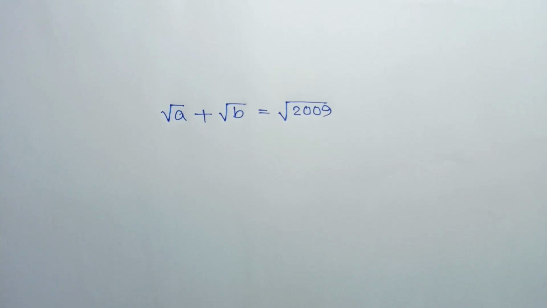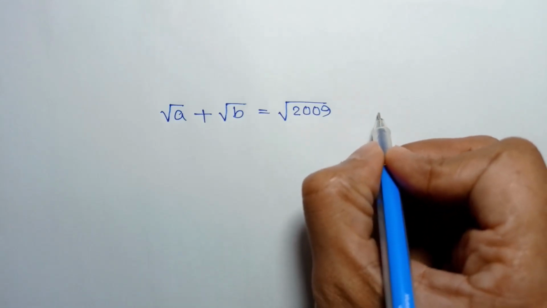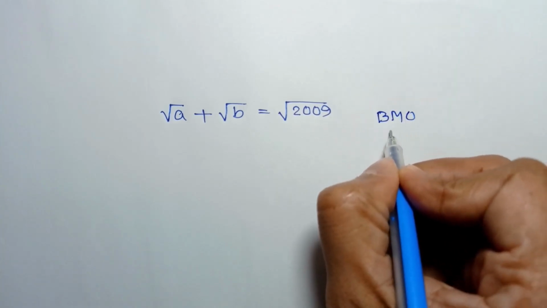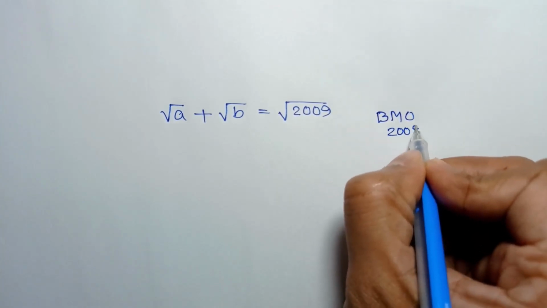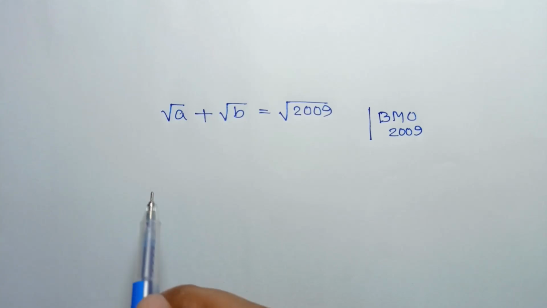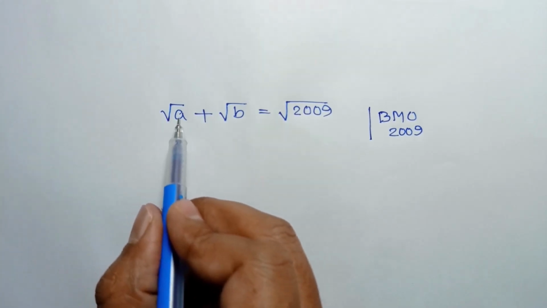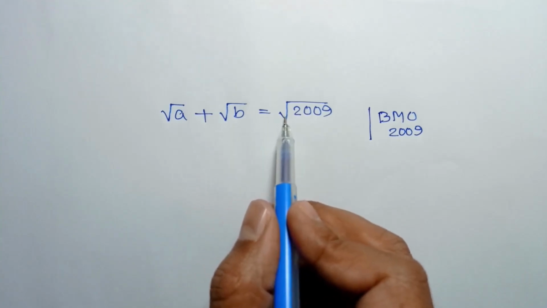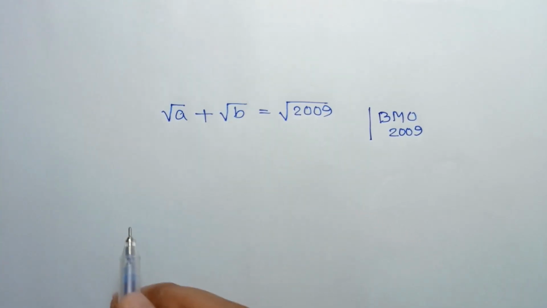Hi everyone, in this video I am going to solve a Math Olympiad problem which appeared in the British Math Olympiad in 2009. This question states: find the integer solution of this equation, square root of a plus square root of b is equal to square root of 2009.